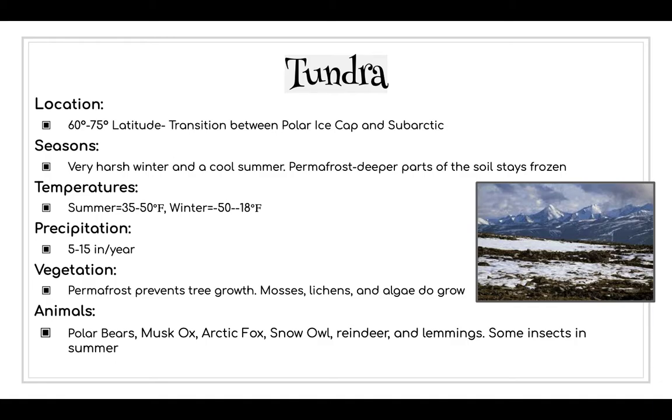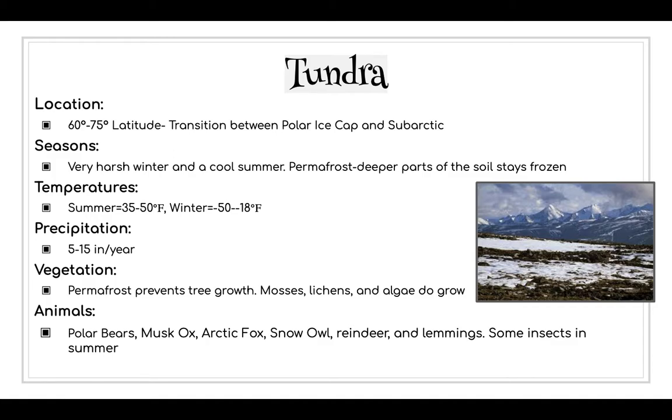The temperatures range in the summer from 35 to 50 degrees at most. The winter time, negative 50 to negative 18 degrees. So very, very cold. They don't get a ton of precipitation either, 5 to 15 inches a year, and a lot of that has to do with how cold it is. So for it to rain, it has to be at least a certain temperature. If it's below that, then it's just dropping ice. In most cases, when it's too cold like that, it doesn't rise high enough to get up into the atmosphere. So it just has like a layer of ice.